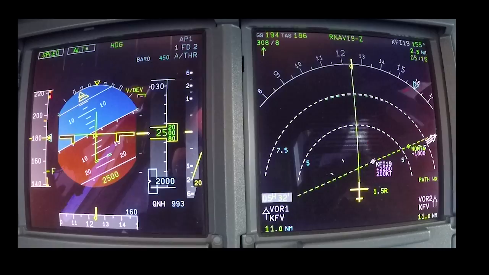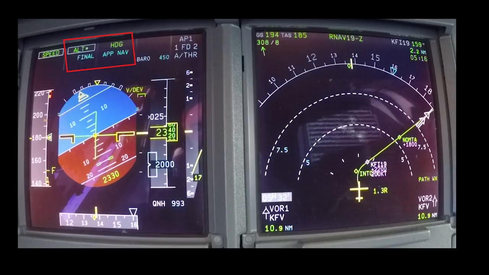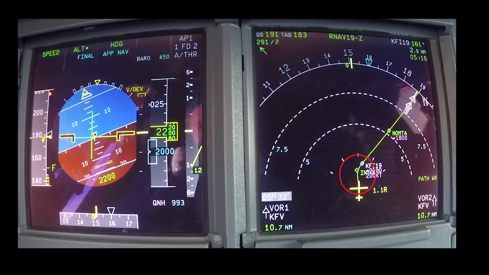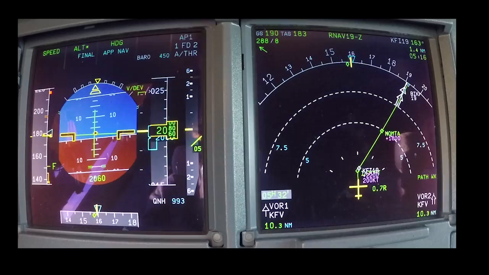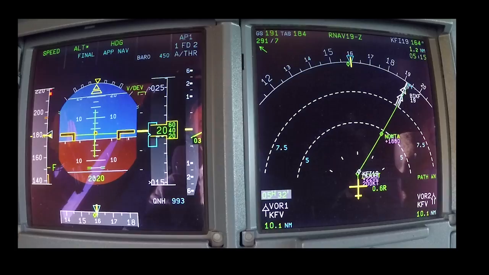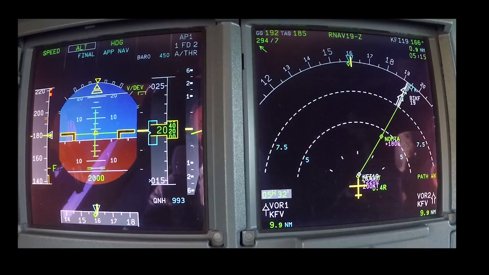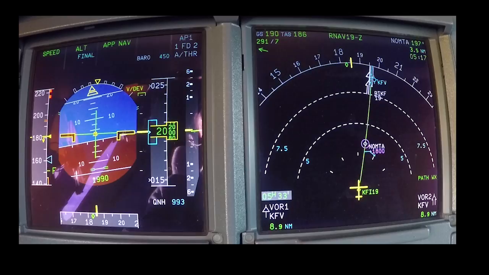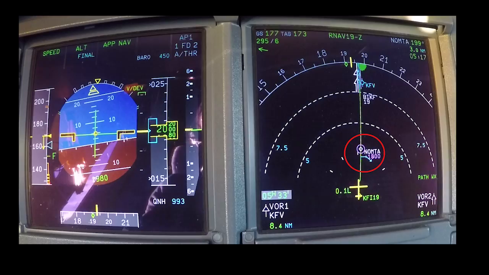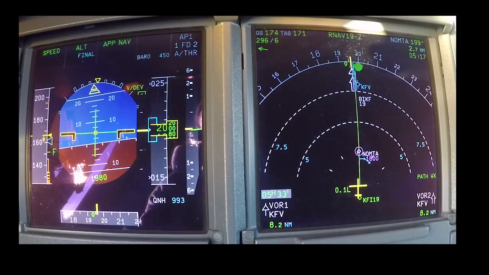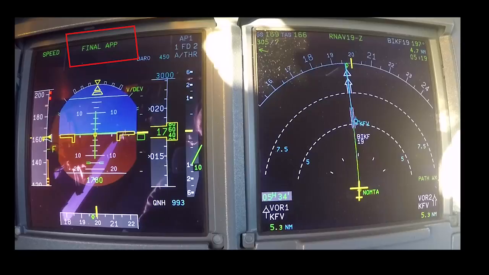Approach is now armed. Final approach and approach nav low. Turning inbound, interception is indicated. Approach nav green. Blue arrow indicates final descent. Final approach mode engaged. Aircraft descends.